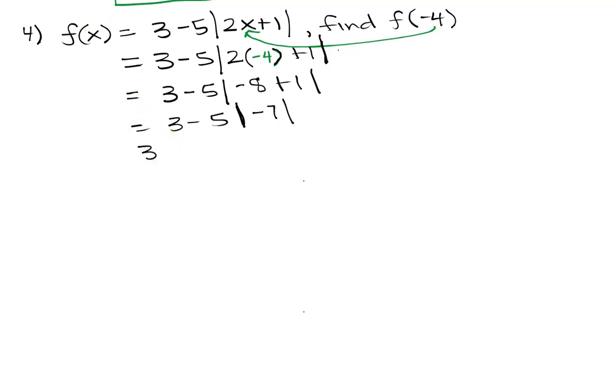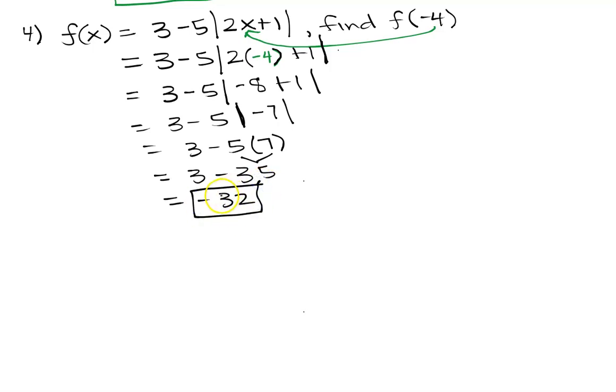Whoops. So now I'm going to have, what's going on here? 3 minus 5. And then instead of this, the absolute value of negative 7 is positive 7. So I'm going to put that in parentheses there so I remember. And now I've got to do my multiplication. So 3 minus 5 times 7 is 35, so minus 35. And then 3 minus 35 is negative 32. And so that's what I'll have for my answer there.